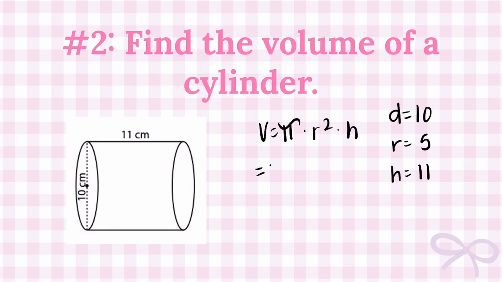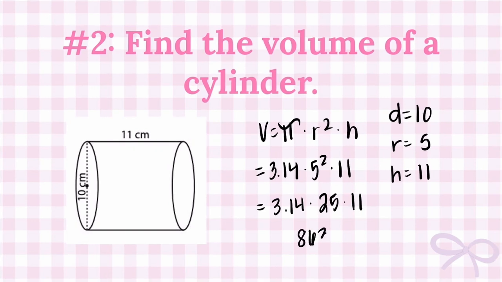Again, pi is represented by 3.14. R to the second power, so 5 to the second power, times the height is 11. So we'll have 3.14 times 5 to the second power is 25 times 11. So then again, I'm going to go ahead and plug that into my calculator. And I'm going to get 863.5, and this is going to be in centimeters cubed, so centimeters to the third power. And then make sure you're circling your answer.